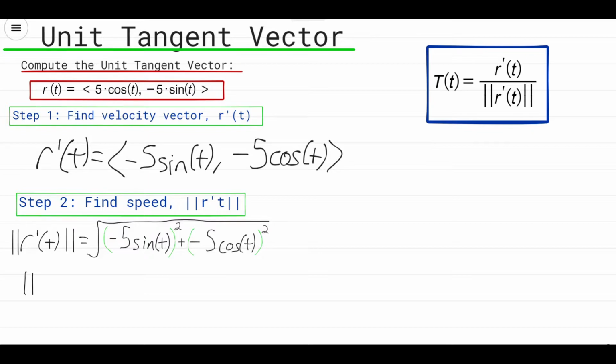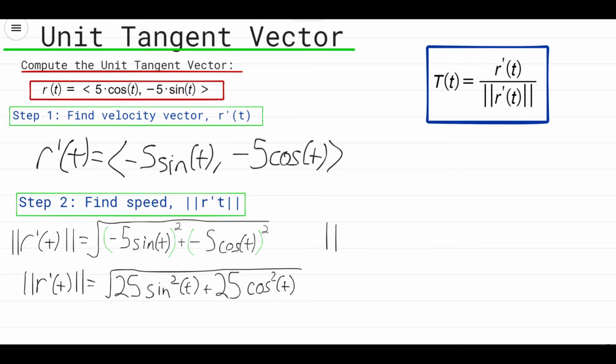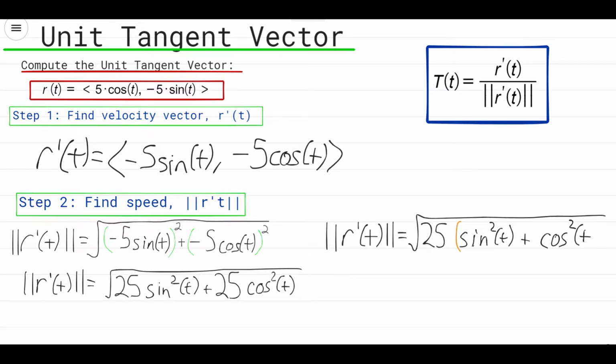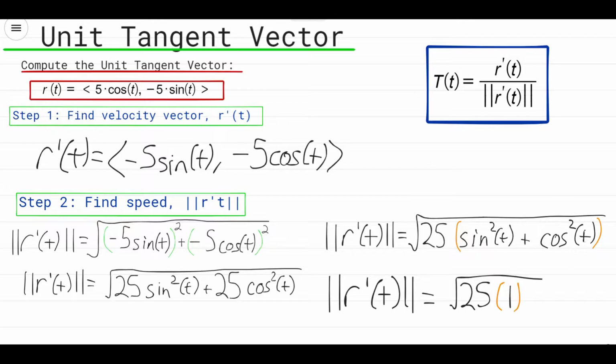In this next step, all I'm doing now is just distributing the square. Then from there, we apply the Pythagorean identity, because we can factor out a 25, and we're left with sine squared plus cosine squared. We know from the Pythagorean identity that sine squared plus cosine squared is 1, so all I did was substitute. So now we can compute the magnitude, which is 5.